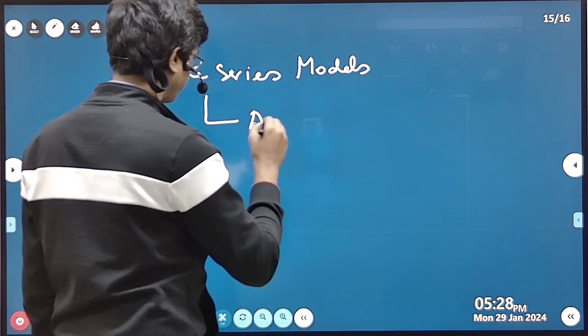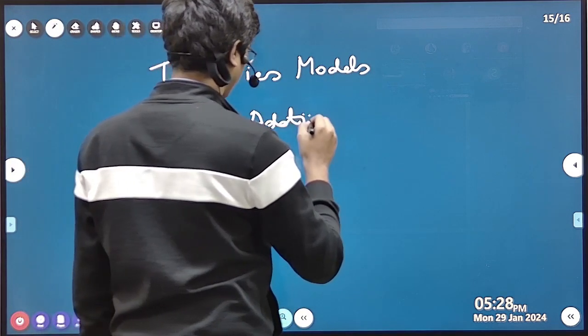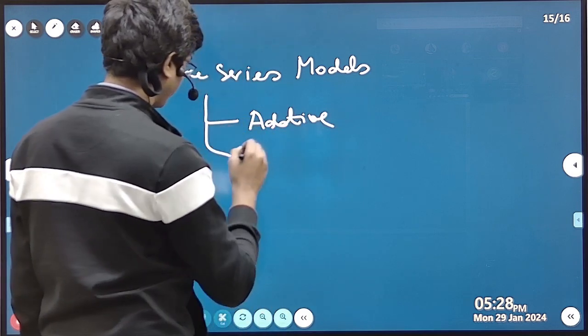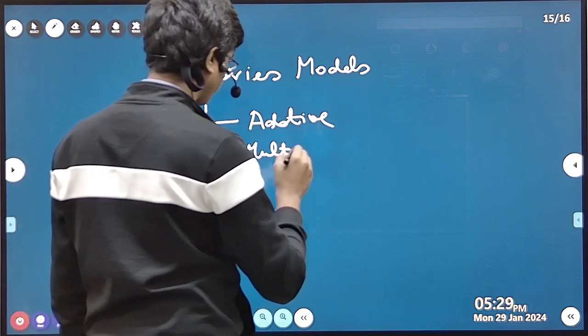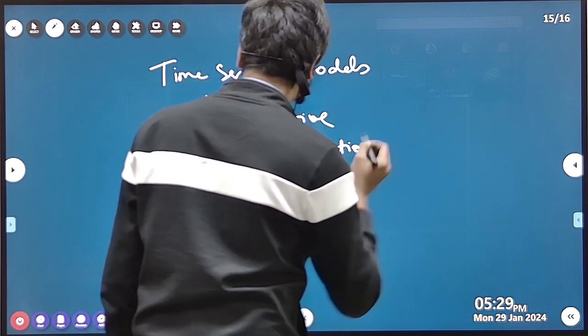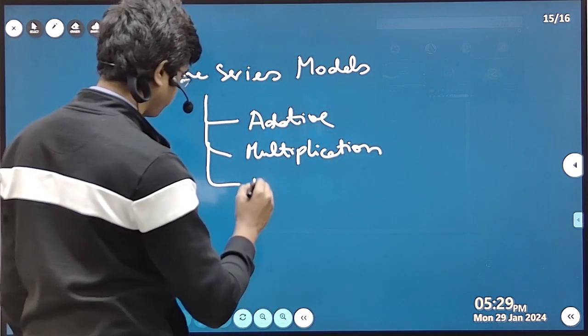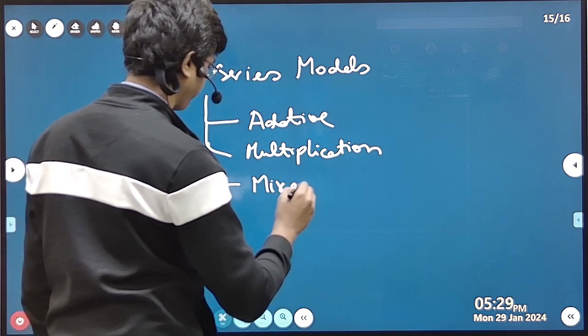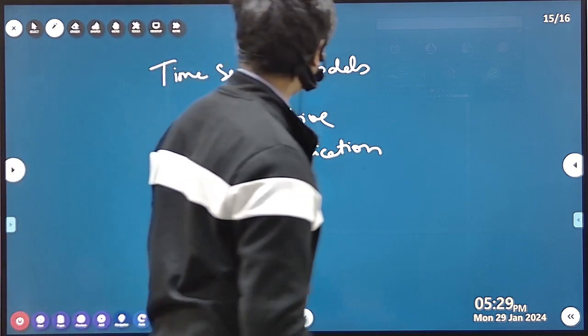You have additive model and you have multiplication, and you can play around with it. There's no fixed theory, so they can be a mixed model as well. Okay, so what is additive model?